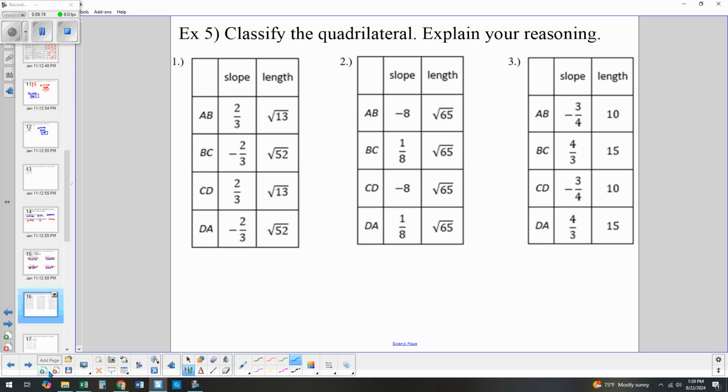So in the first examples that we're going to look at with these, the chart is already done for us. They found all the slopes, they found all the distances, they reduced everything, and now we're going to look at it to determine what shape we think it is.